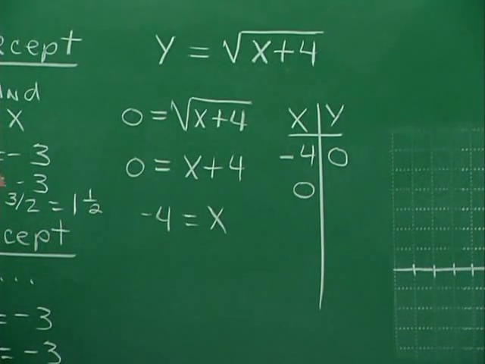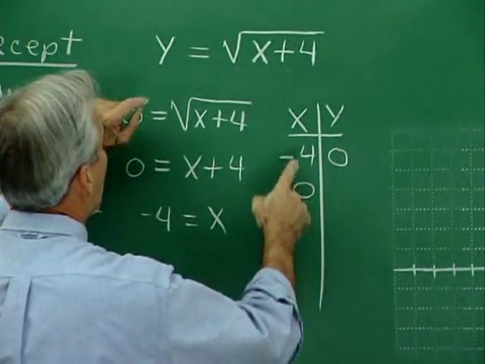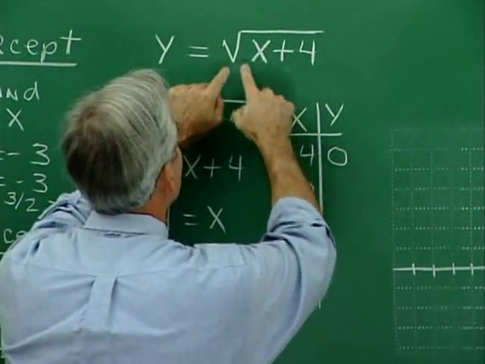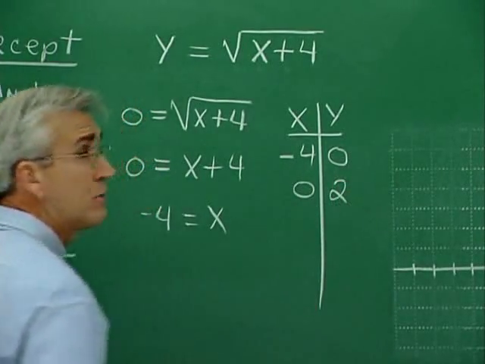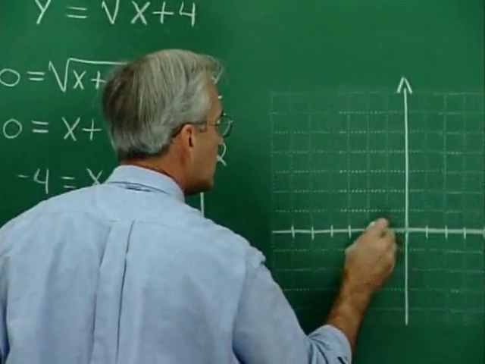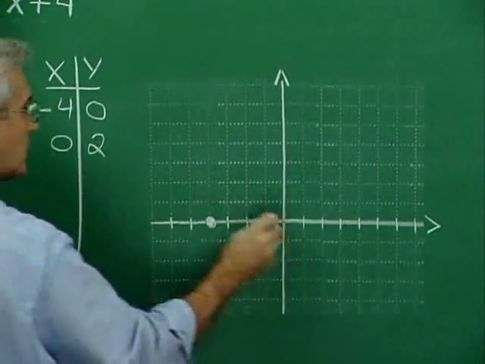For the y-intercept, we let x be 0 and we solve for y. If x is 0, we can just see right through this. If x is 0, this goes out, so we have the square root of 4, or 2. Let's plot those. We have negative 4 going to 0, so negative 1, 2, 3, 4 at 0, and then the point 0, 2.